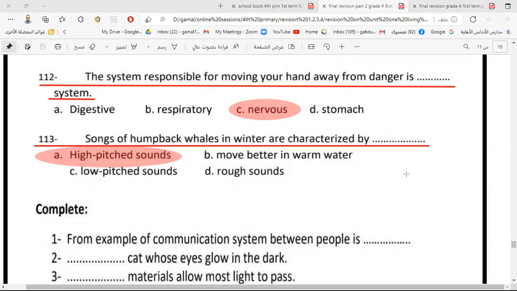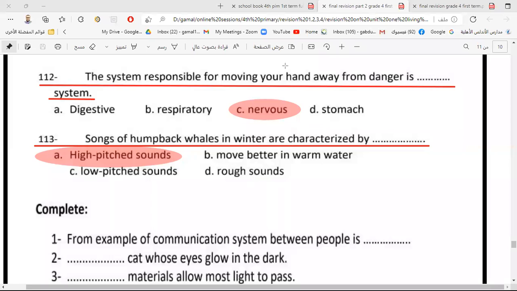For what reason do they make sharp, high pitched sound in winter? For feeding or for mating or for meeting the enemies? For mating, for reproduction. Very good, my son. And in summer, they make low pitched, rough sound for what? Feeding. You are excellent, Ahmed. Thank you, my superhero.